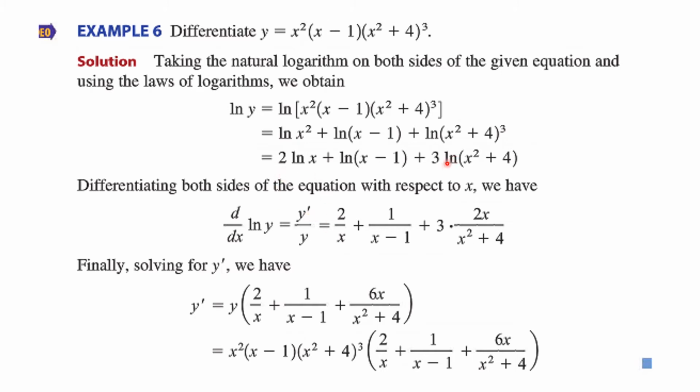And then I do each of these terms. Now the 2 just sits there and the 3 just sits there. So the derivative here is going to be 2 over x. The derivative here is going to be 1 over x minus 1. And the derivative here is going to be 3 times, and the derivative of this is 1 over u times du dx.